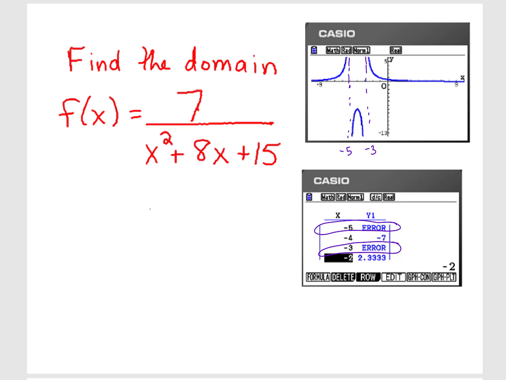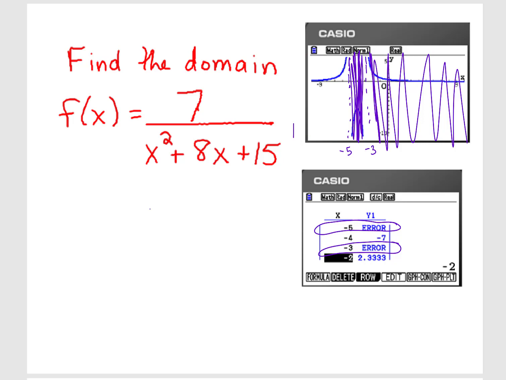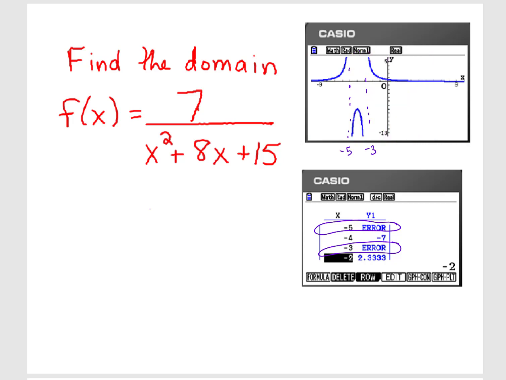So remember, it could be anything from negative infinity up until we reach negative 5, right? And then it picks back up at negative 5, not including it, and goes all the way to negative 3. And then it picks back up right after negative 3 and goes all the way into infinity. So try to train your eyes by looking at that from left to right. What are all the places I could have an x value?